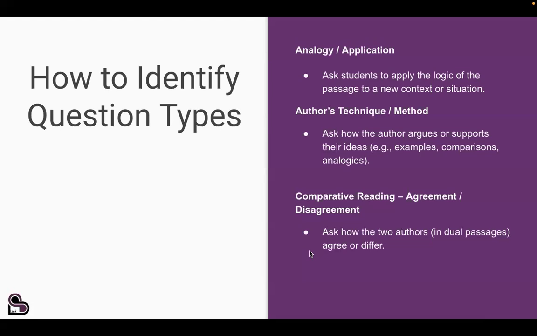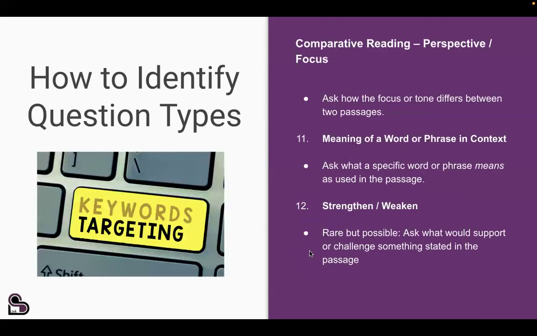Analogy or application asks students to apply the logic of the passage to a new context or situation. Author's technique or method asks how the author argues or supports their ideas: examples, comparisons, and analogies. Comparative reading or argument disagreement asks how the two authors in dual passages agree or differ. Comparative reading perspective focus asks how focus or tone differs between two passages. So you read two separate passages and then you look at the comparison. We have some specific tools that we use in our tutoring to help you really know how to do these questions effectively, and which paragraph to read first.